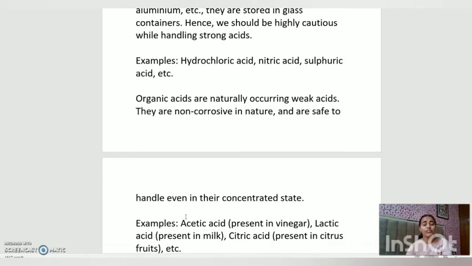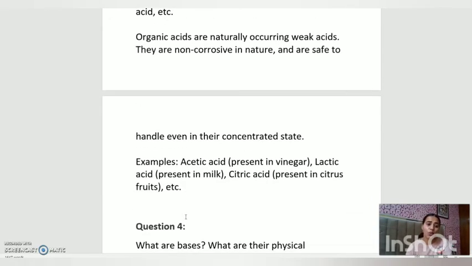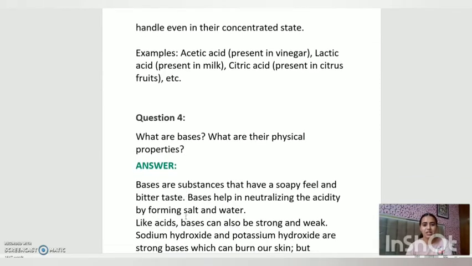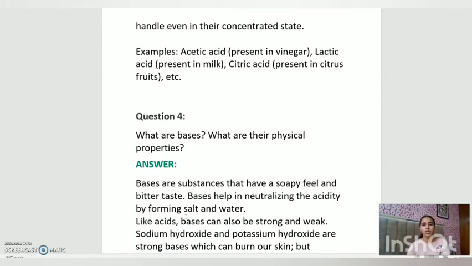Now if we talk about organic acids, which are not too dangerous, they are naturally occurring weak acids. They are non-corrosive in nature and are safe to handle even in concentrated states. Examples: acetic acid present in vinegar, which is not too strong; lactic acid present in milk, which we drink; and citric acid present in citrus fruits, etc.